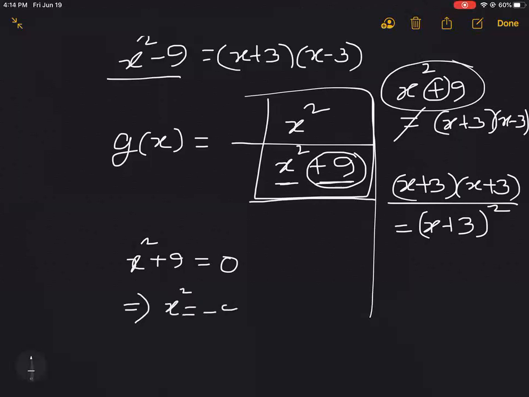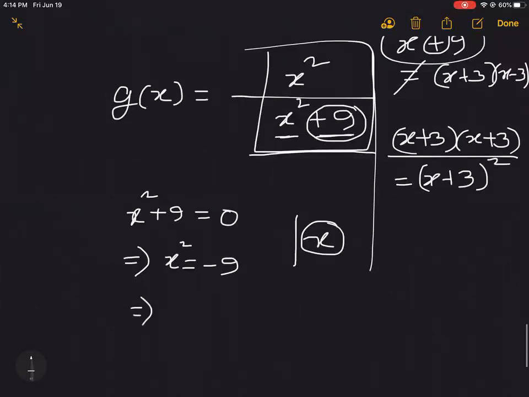X squared equals 9. Now, how can we go further from here? What can we do further from here? Because you need to have the solo x, right? You need to solve it for x. Yeah, I can take square root on both sides. Definitely I can do that. But as you can see, because of this guy, I have a problem. I can't have a negative inside the square root, right?